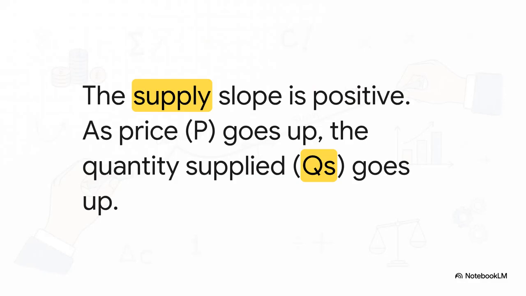Now, let's flip the script and think like a seller for a second. If you could suddenly get a much higher price for what you're selling, what would you do? You'd crank up production, right? You have a huge incentive to make and sell more. That's the law of supply. And it's why that slope plus D is positive.